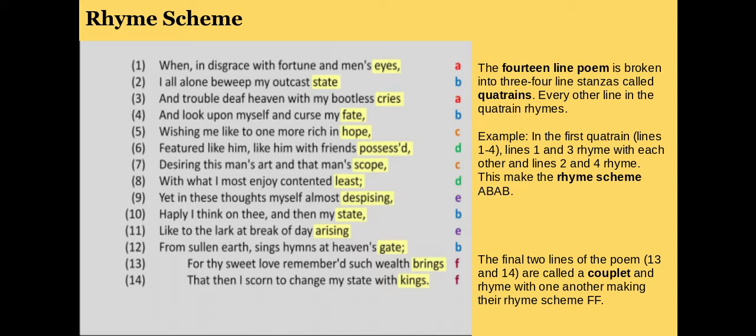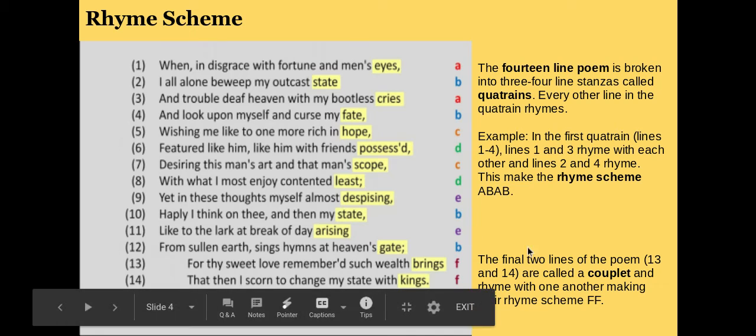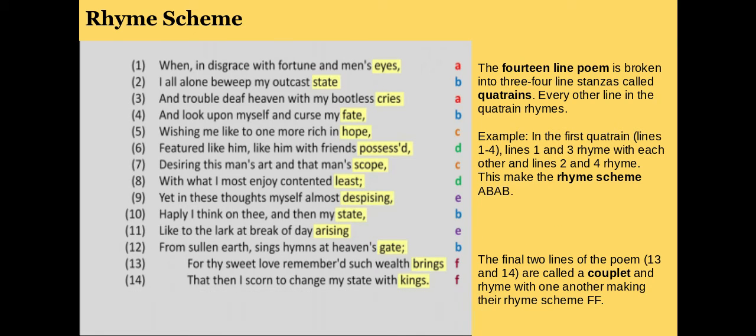And we give these rhymes a little letter. So eyes becomes A, state is a different rhyme, so we give this a B, cries is A, fate, B. So we'll see there's a regular pattern here. A, B, A, B, C, D, C, D, E, B, E, B, F, F. We might also call it E, F, E, F, G, G. It all works the same. So we can see every other line in the quatrain rhymes, right? Eyes and cries, state and fate. And it ends in a couplet, 2 lines that rhyme, lines 13 and 14. Brings, kings.